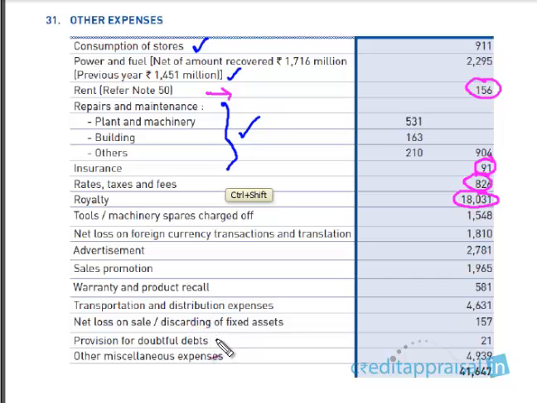No other, because loss on sale of fixed assets is a non-operating expense. Provision for doubtful debts is a general expense. Other miscellaneous we can anyway place under the head of selling and general. So these are the items which we can place under the direct other manufacturing expenses.